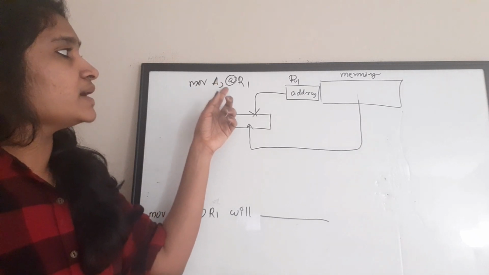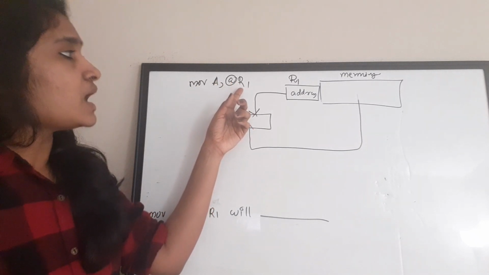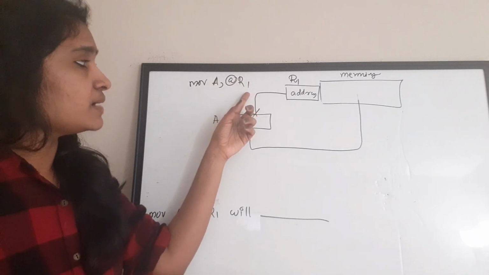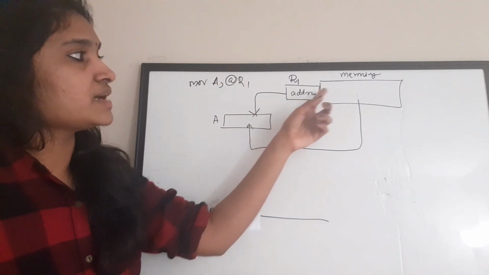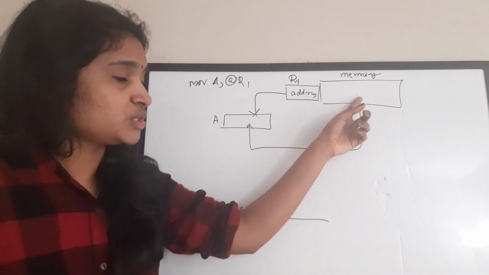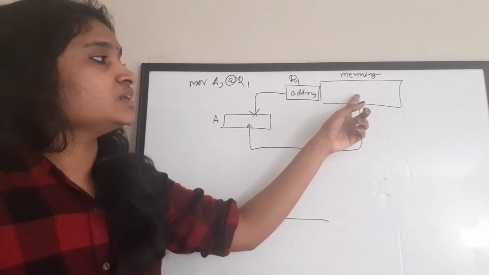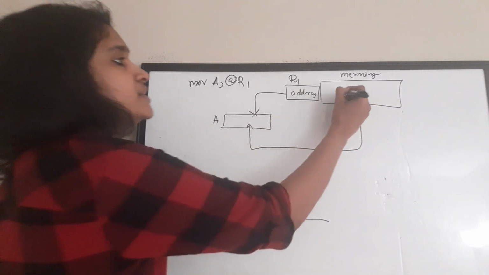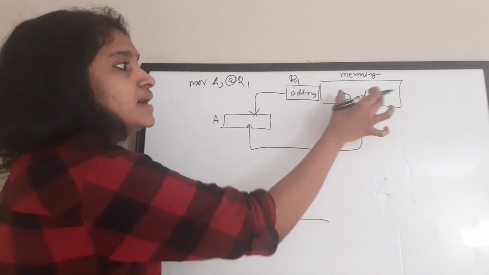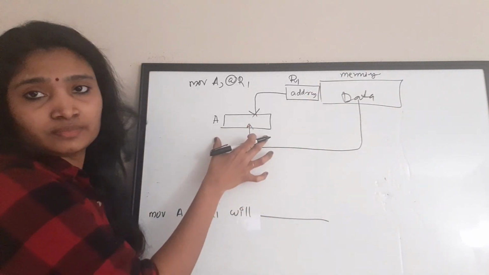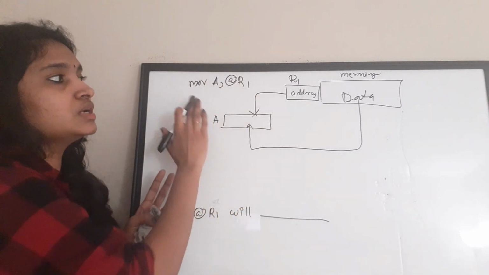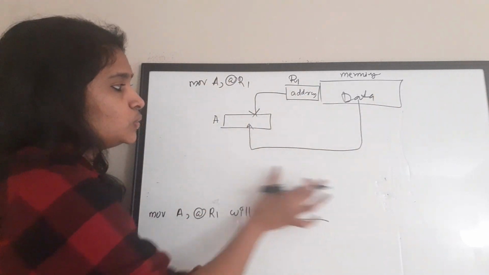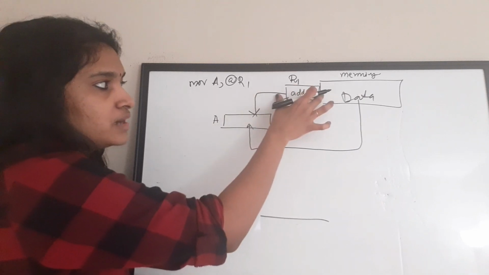MOV A, @R1 means R1 has some address, and this address is the address of a memory location. From this memory location, some data is present. This data you actually want to move to A. Okay, I hope it is clear. Please note this figure and this instruction. So this data you want to move to A, not R1 or this address.